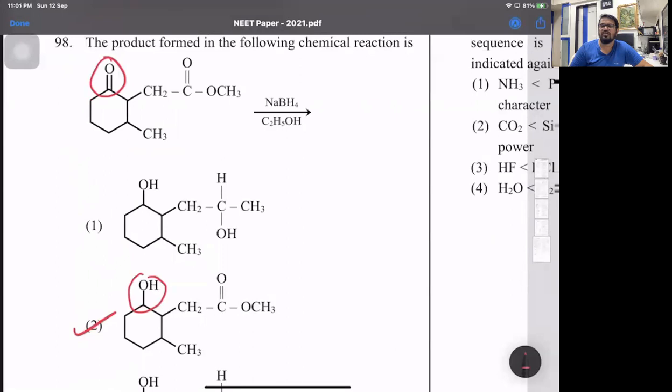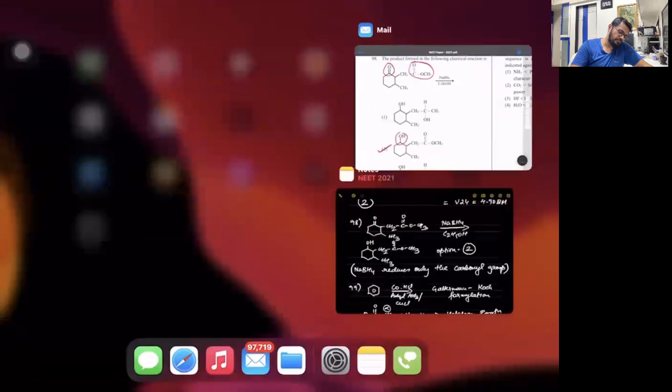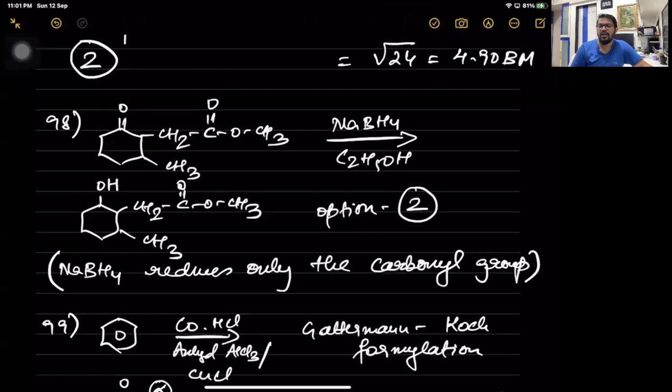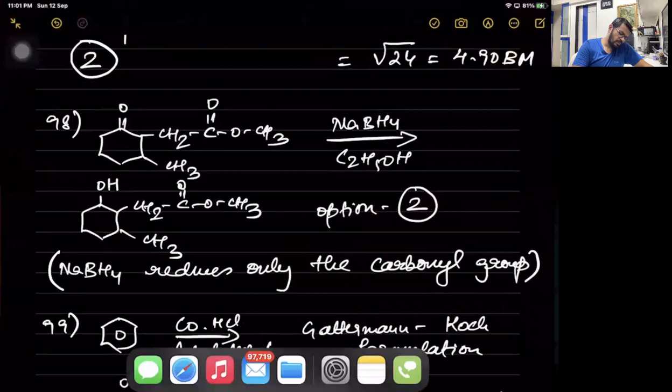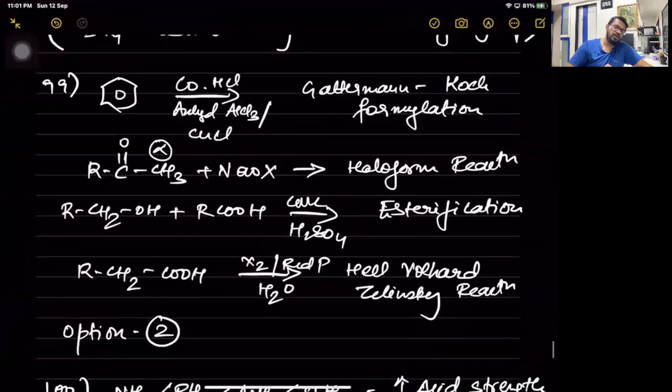If you want to reduce both, that is the ester part as well as the ketonic group, then we have to use molecular hydrogen. All right. So 98 is 2. So that's the part. Sodium borohydride or lithium aluminum hydride will only reduce the carbonyl group. 99, I just told you. So 99, if you see, that's option 2 there.